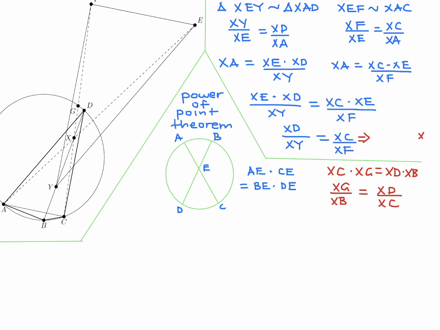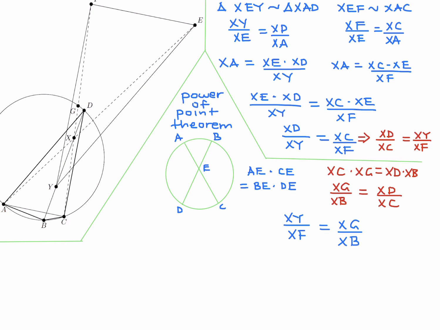It could also be written as XD over XC, and the other side would become XY over XF. So now we've got XD over XC equal to this, but we also have XD over XC equal to that, so that means those two are equal to each other. So we conclude that XY over XF is equal to XG over XB.